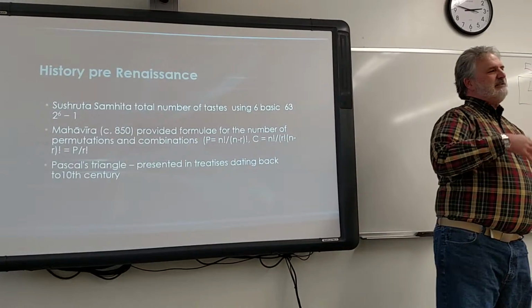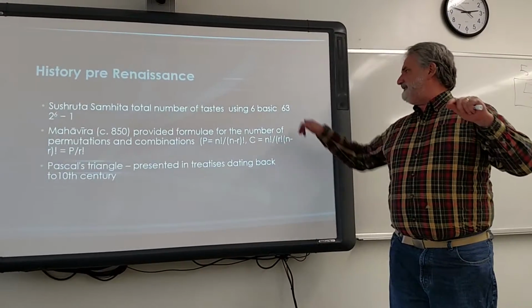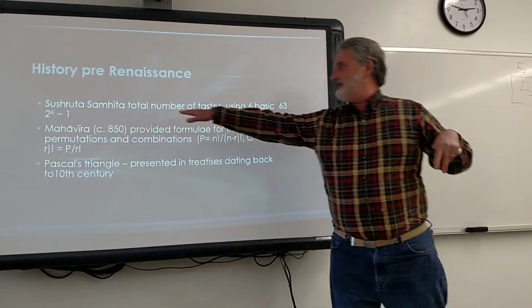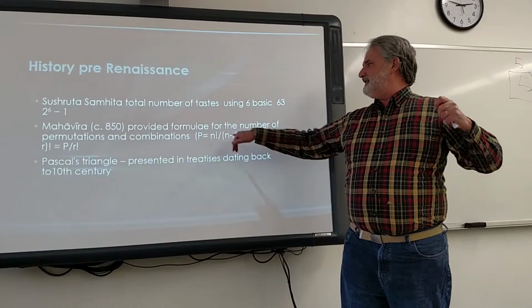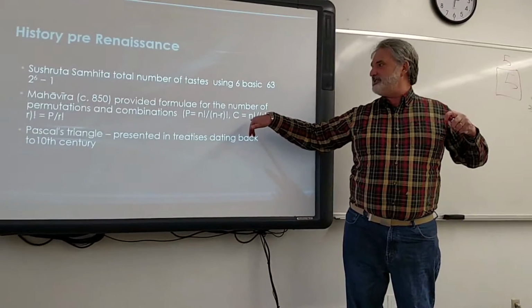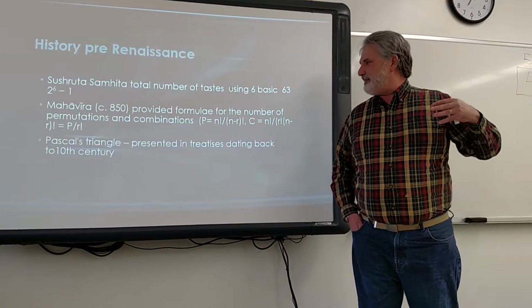He wanted to figure out how many different flavors he could get with 6 different spices. And at the very end, he discovered with 6 spices, you could create 63 different recipes for spices, which is 2 to the 6 minus 1. This guy here came up with the formulas we have for permutation and combinations, and that was in 850 AD.